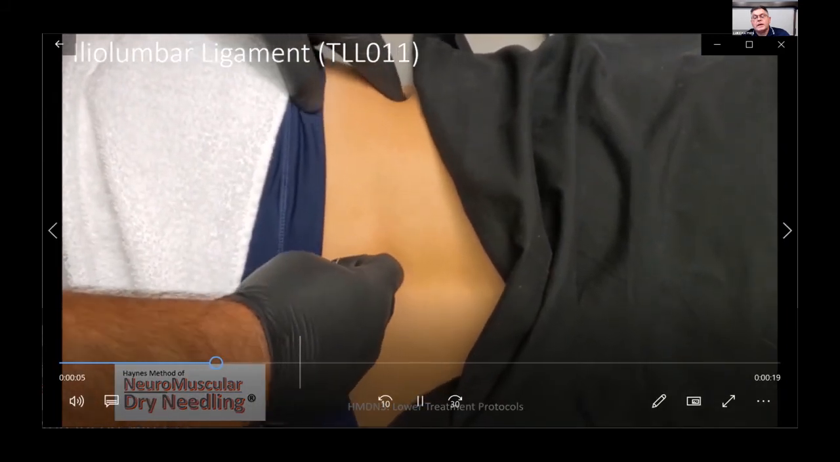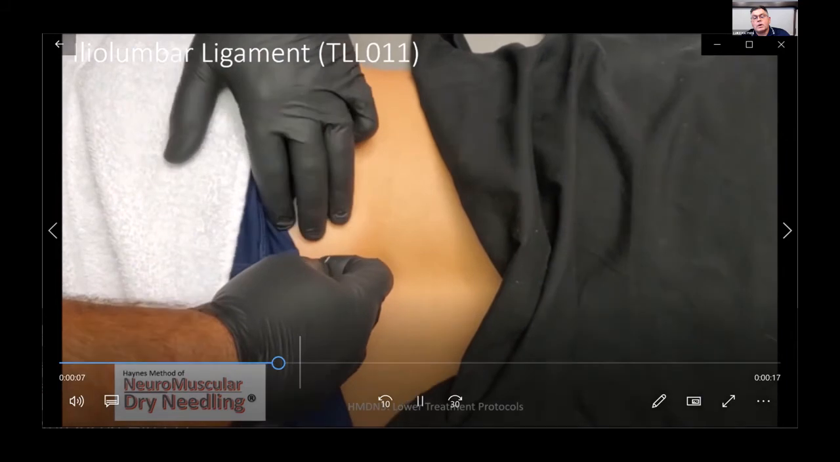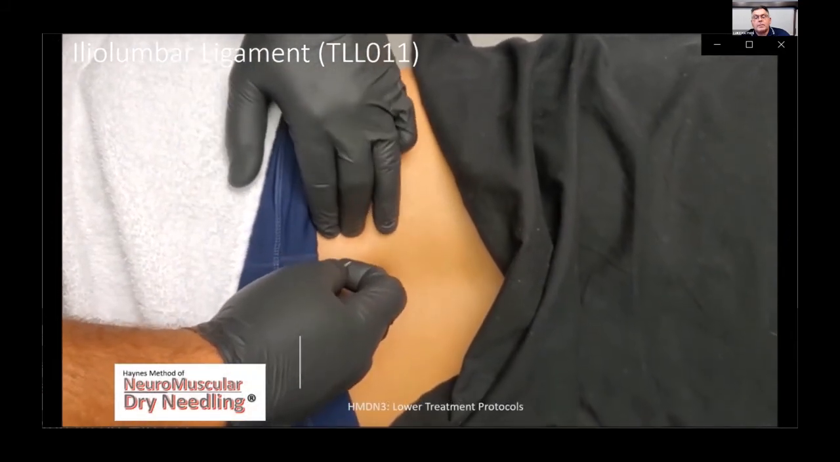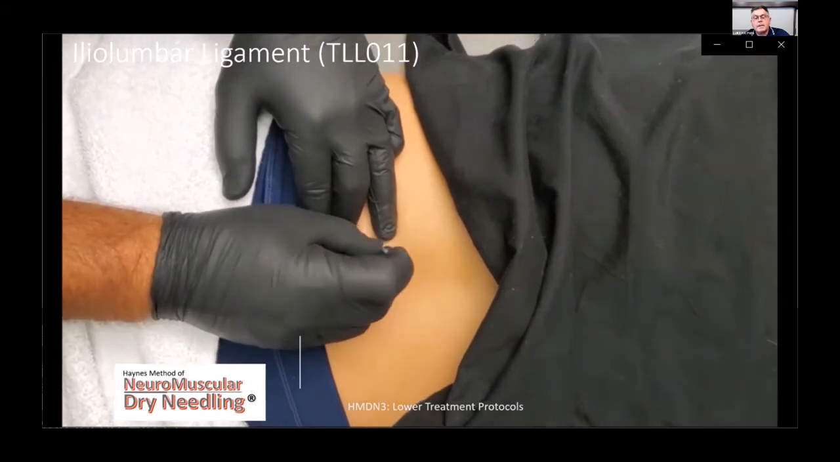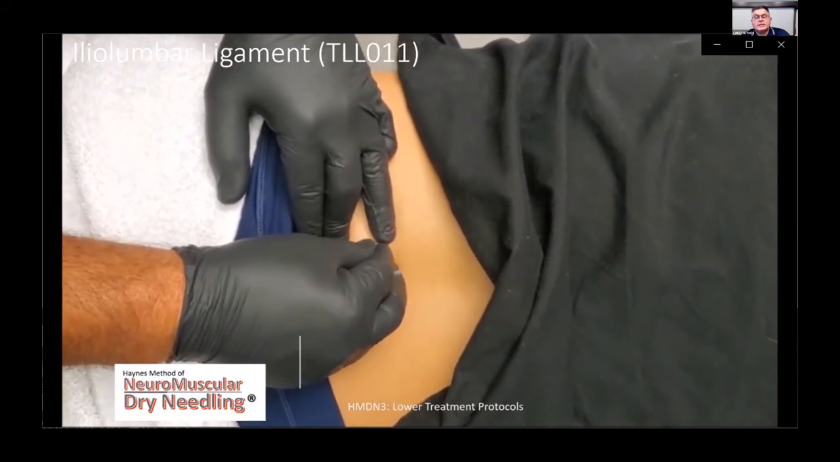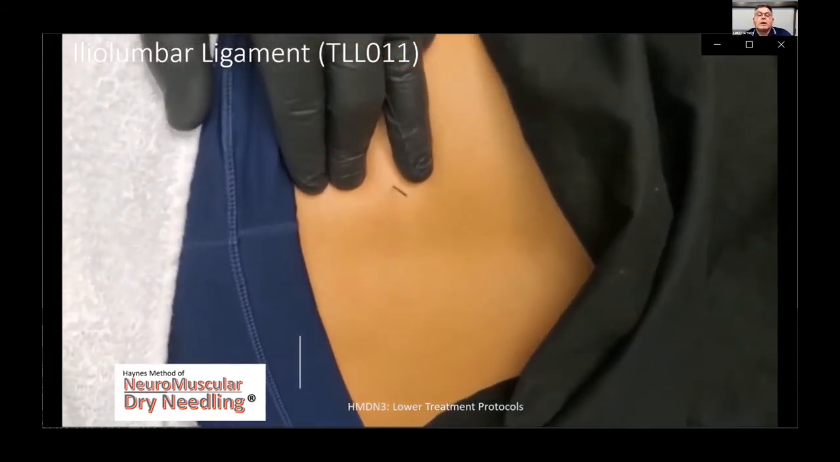So I've located the spinous process of L4 and the line where it meets with the ilium, and just superior to that, we'll needle above that into the iliolumbar ligament.